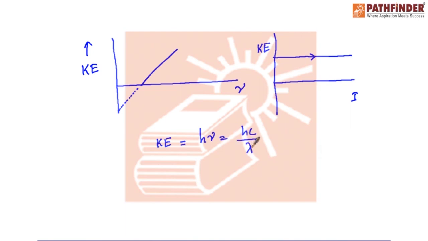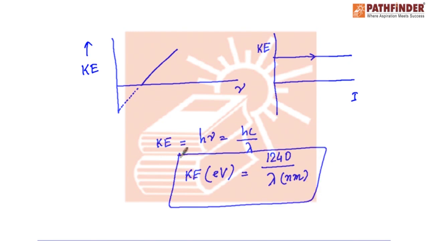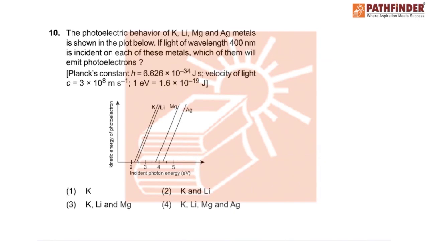Sometimes they might ask you to find the lambda for a given kinetic energy or vice versa. So keep this in mind, that the kinetic energy, which is essentially given in the unit of electron volt, is equal to 1240 divided by lambda, with lambda given in nanometers. So keep this in mind when you are dealing with any problems of the photoelectric effect. Now let us have a look at a problem regarding the photoelectric effect. What is it asking? The photoelectric behavior of potassium, lithium, magnesium and silver metals is shown in the plot below. Here the kinetic energy of the photoelectrons is given, and here the energy of the photons is given.